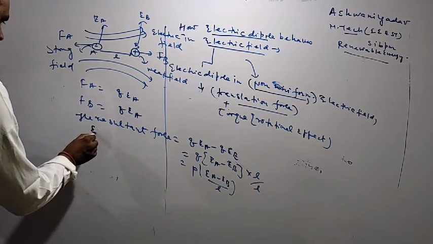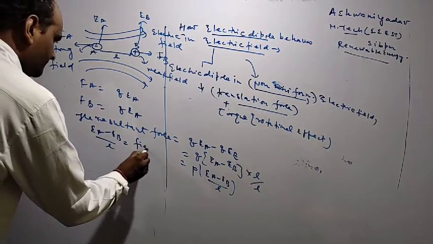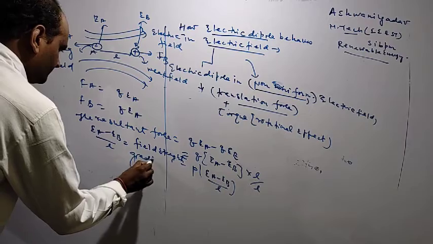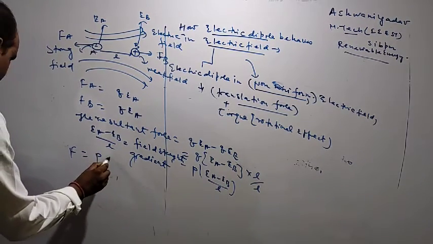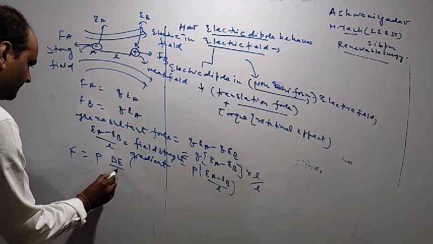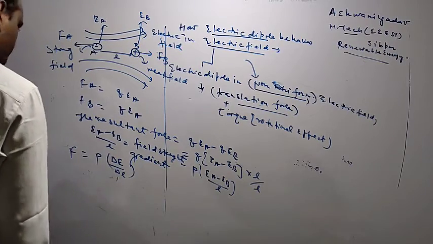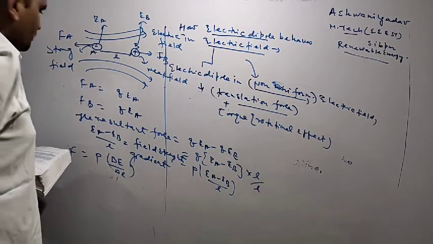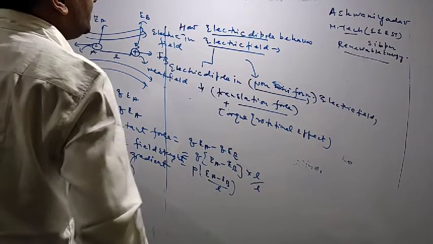Actually you can say (E_A minus E_B) by L is the field strength gradient. So we can write like this: force is P into del E by del L. This is the electric field gradient. So we have calculated the amount of resultant force when the electric field is non-uniform.